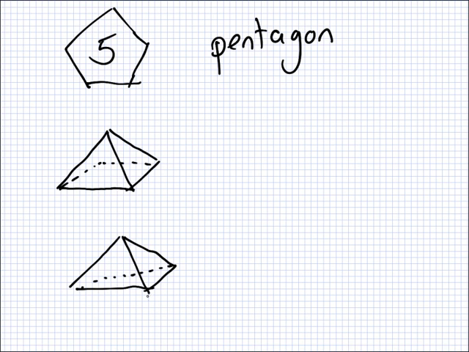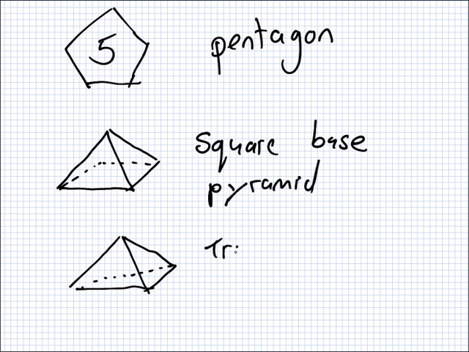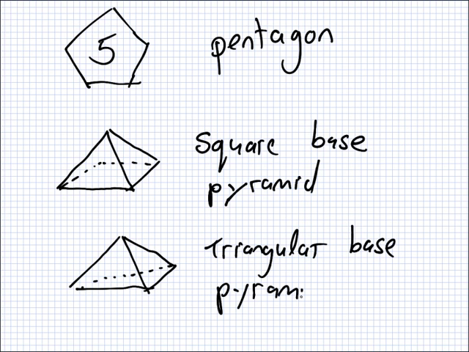Can you see the difference? Yes. One has a square and the other one has a triangle. Yeah. So this is called a square base pyramid. And this is called a triangular base pyramid. If you just say the word pyramid by itself, you probably mean this one, if you don't mention the base.